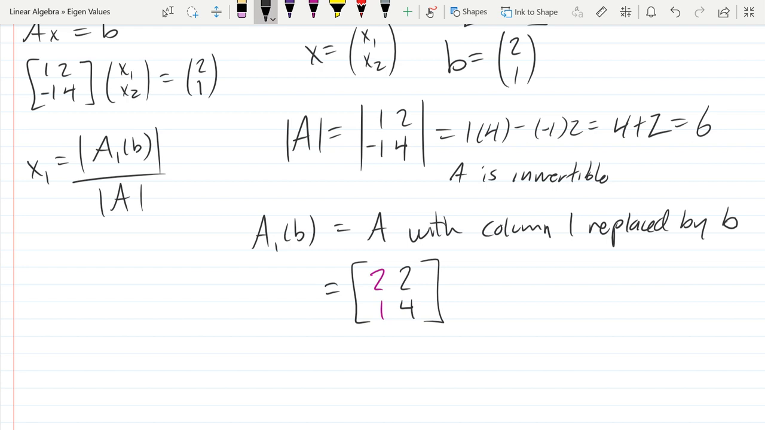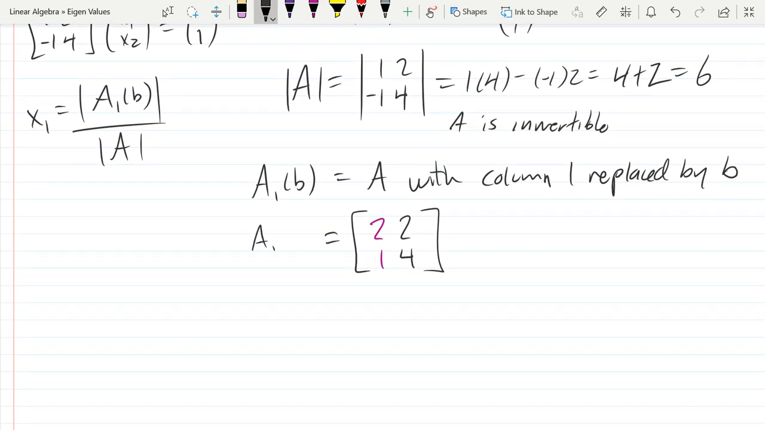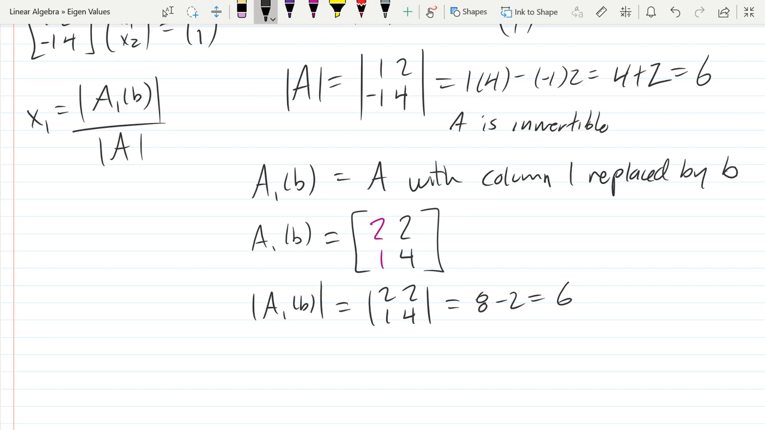So any questions on that matrix there? All we need to do is get the determinant now. So this is A1B. So let's get the determinant of A1B. So we got 2 times 4 is 8 minus 2, which is 6. So I can write down x1 is 6 over 6, which is 1.